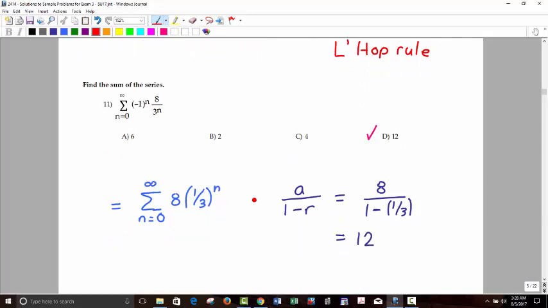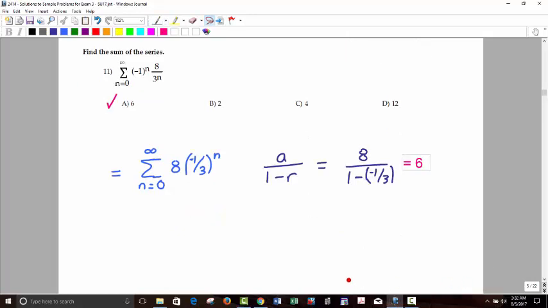So let's see what we have here. Okay, let's take a look at number 11. Number 11 will be a geometric series. Now, we don't have to pay much attention to the 8 right now. 8 is going to be part of the answer. 8 is going to be your value a in the a over 1 minus r formula, which is the formula for the sum of a converging geometric series, with n starting at 0. That's important, whether it starts at 0 or not.